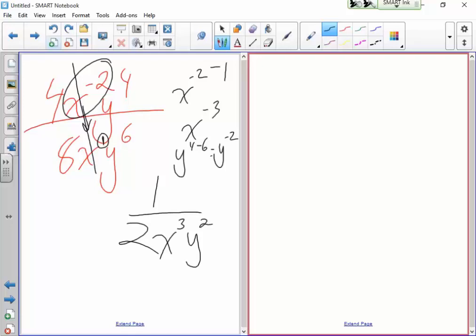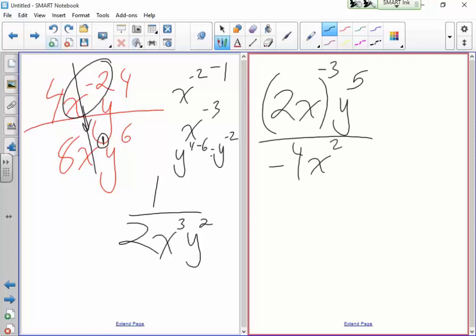Let's do one more. Let's say I have 2x to the negative third, live the dream, and then we have y to the 5th over negative 4x squared y to the third. All right?